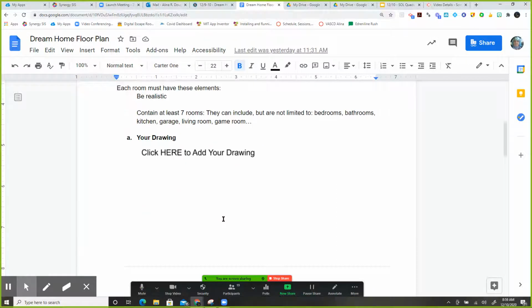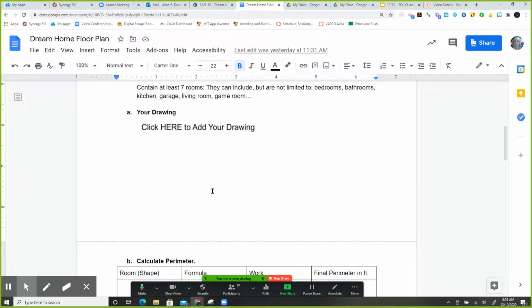You can put your drawing here. Lots of people are having problems clicking on that, so they just create their own Google Draw, which is perfectly okay.